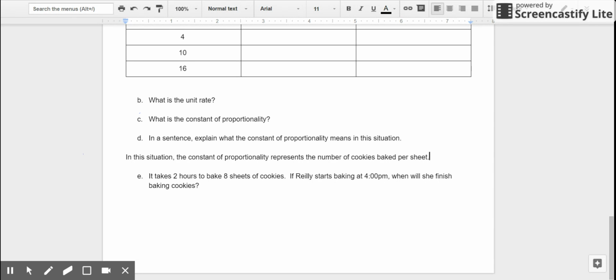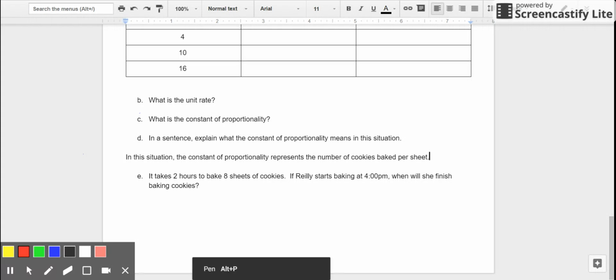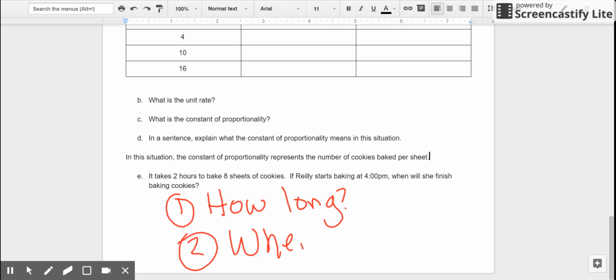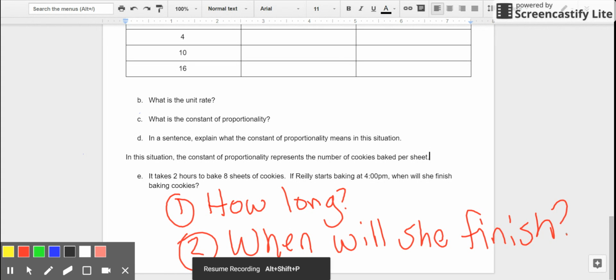Part E. It takes 2 hours to bake 8 sheets of cookies. If Riley starts baking at 4 p.m., when will she finish baking cookies? You're going to need to take 2 steps to figure this out, and I'm not going to do it for you. I'm going to leave it totally for you to do on your own. Step 1, how long will she spend baking? And then step 2, when will she finish? Please answer these on your own right now.